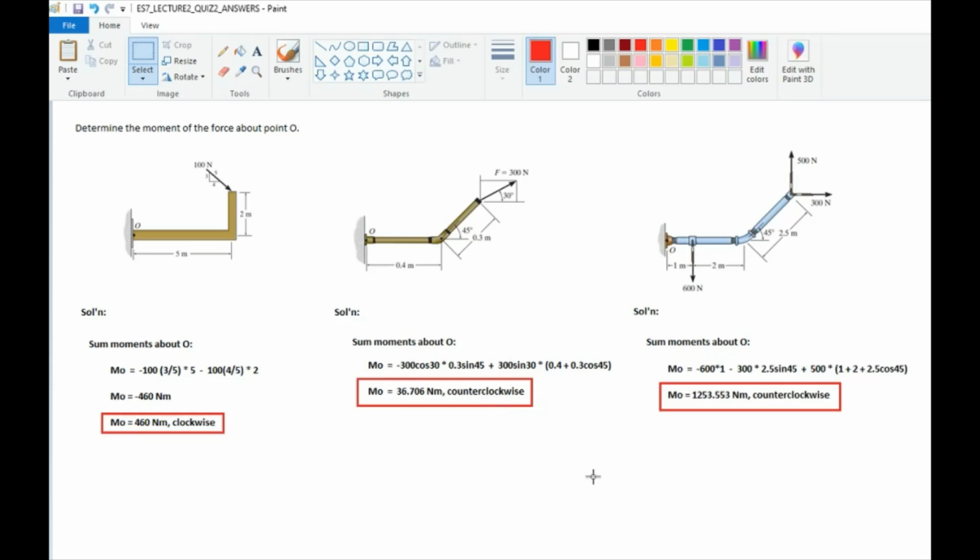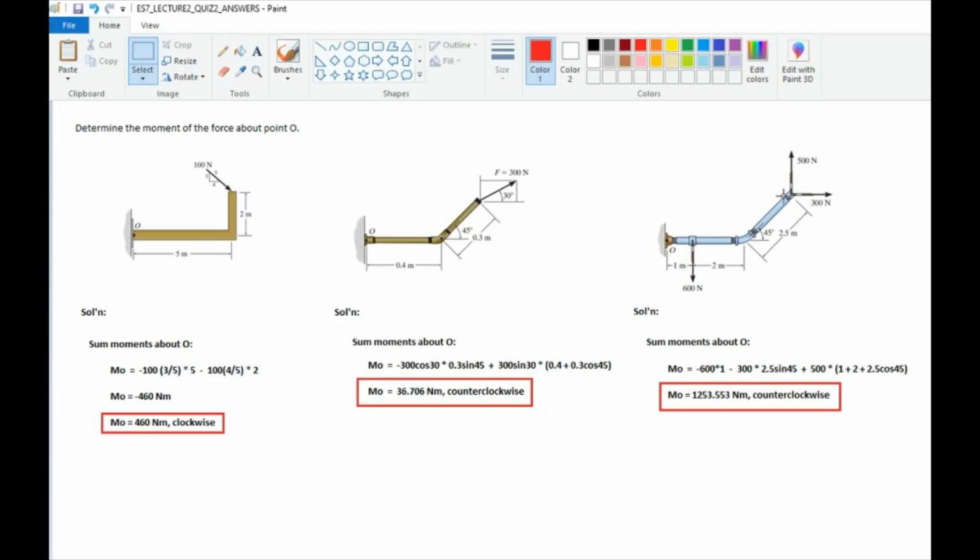Alright, and then for the last figure, we have three forces contributing to the moment about O. Now, we sum moments and take these forces one by one. So, M sub O equals 600 times 1. This is it: the 600 is downward, and its distance is 1 meter from O. The rotation of this is clockwise, therefore it should be negative.